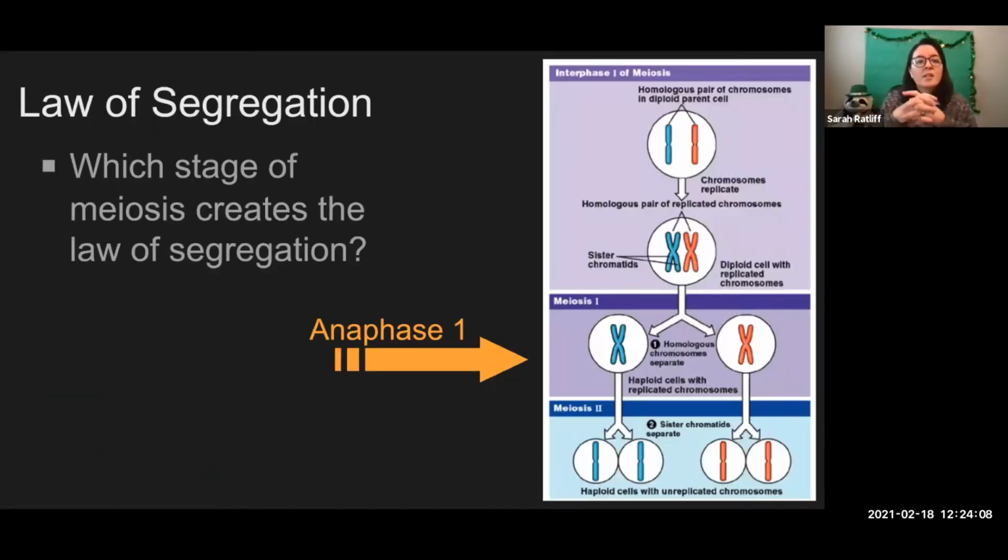So when does this law of segregation happen? Well, looking at meiosis, we know that those homologous chromosomes separate during anaphase 1, and then we get those sister chromatids at the end of anaphase 2.